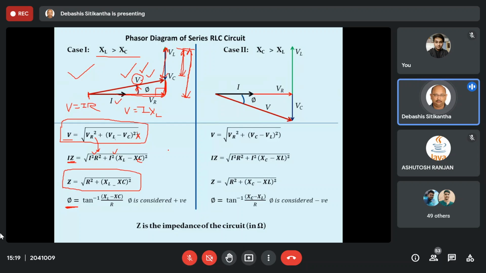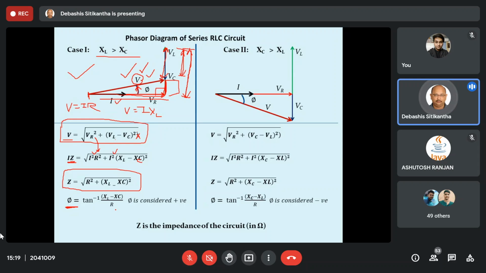So as you can see, what is this phi? This phi is nothing but tan inverse of this portion divided by this total one. So what is this? This is nothing but XL minus XC divided by R. So ultimately we come to the conclusion that phi is equal to tan inverse of (XL minus XC) by R.